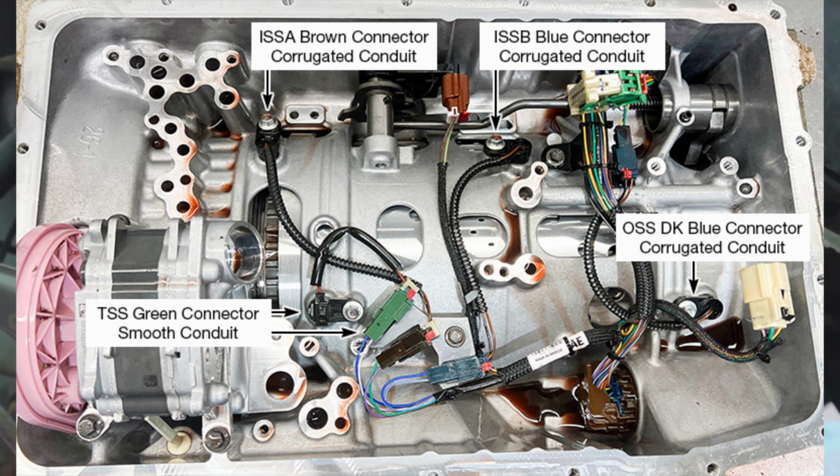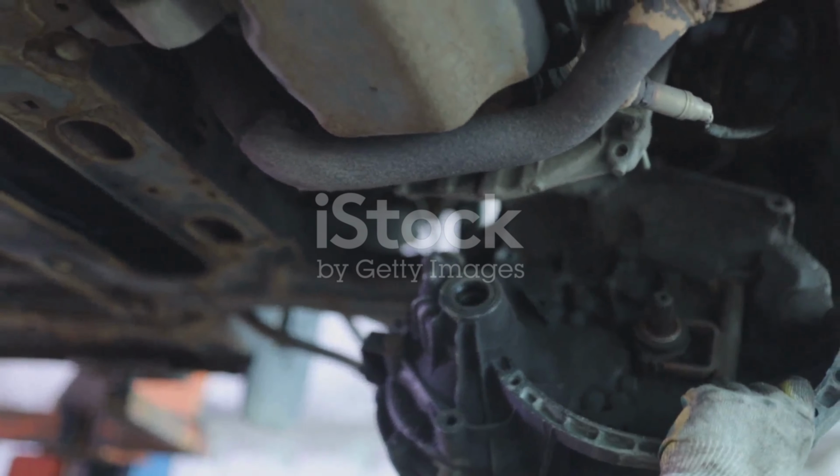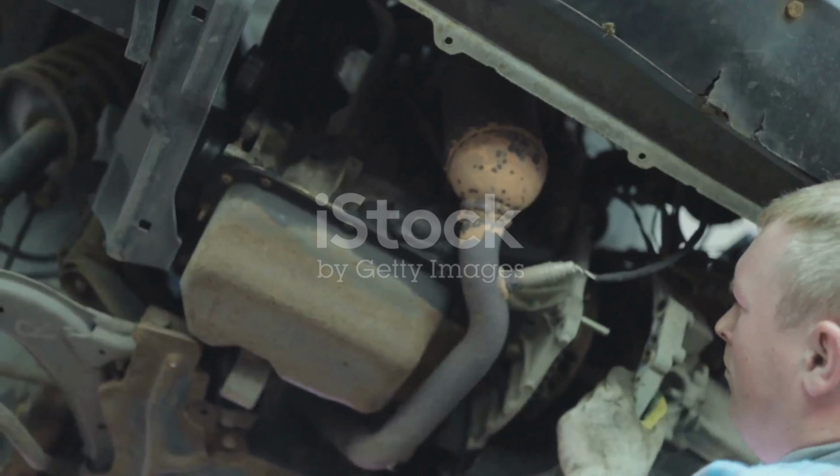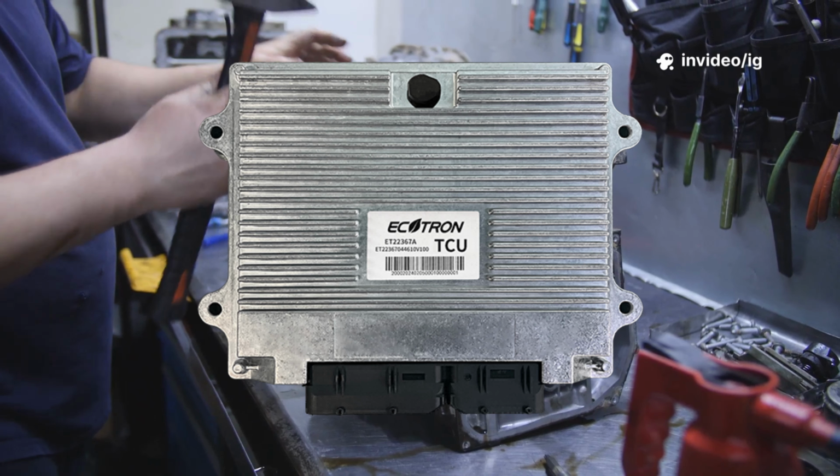Intermediate shaft speed sensor, ISS. Location: mounted on the transmission case near the intermediate shaft. Function: measures the speed of the intermediate shaft and sends data to the TCM, Transmission Control Module.